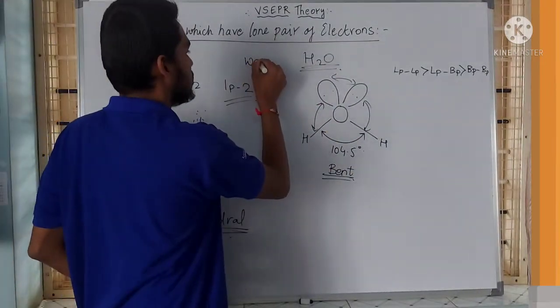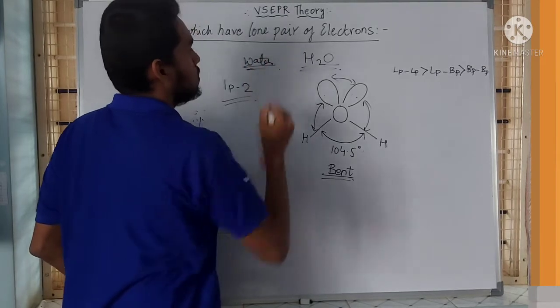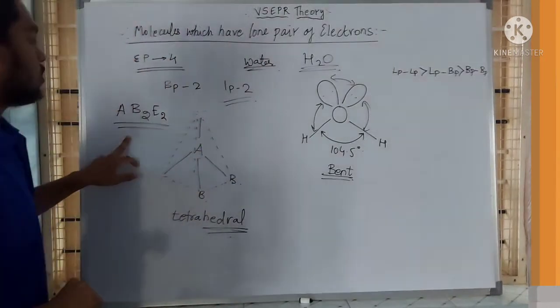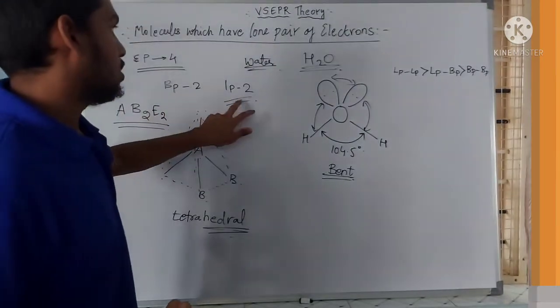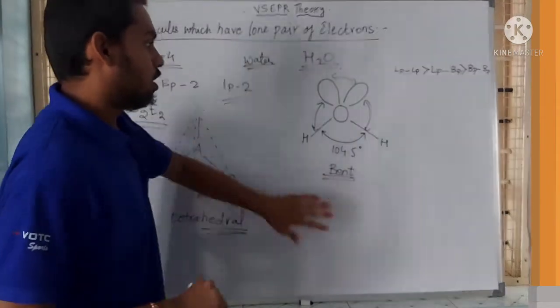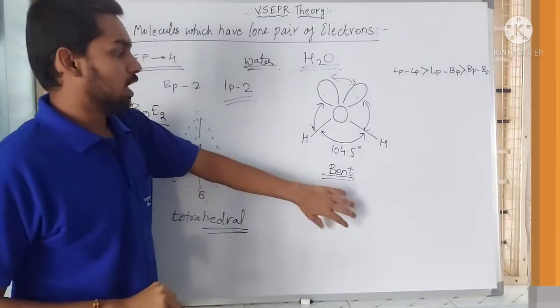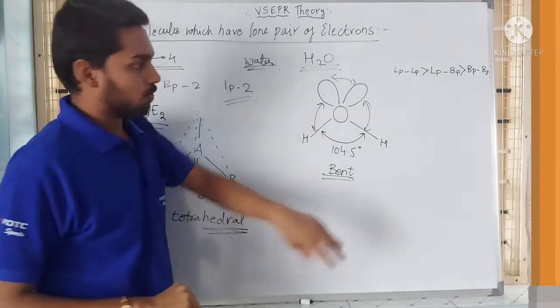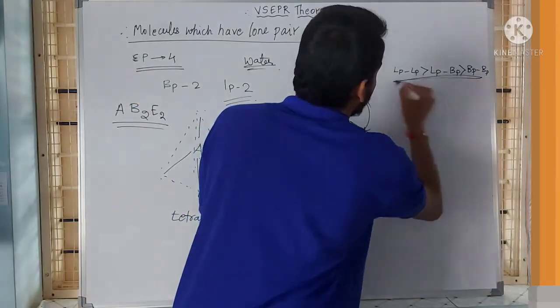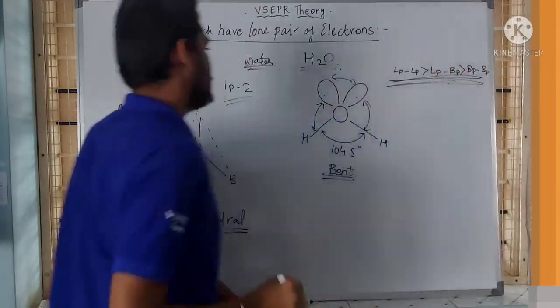This is water. So this is the general configuration. These are the number of bond pairs and lone pairs. This is the example for this type of molecules, and the molecular geometry is bent shape. I have done everything using the order of repulsion.